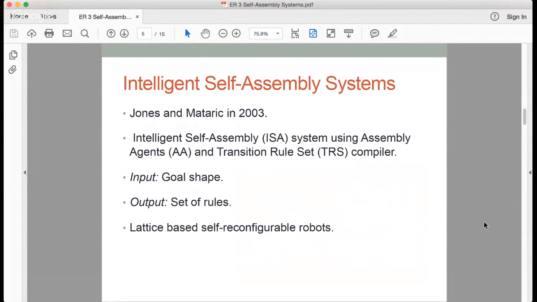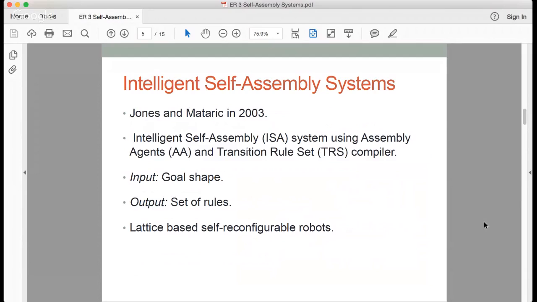Intelligent self-assembly systems were introduced by Jones and Matarić in 2003, and I'm not sure if I'm pronouncing the names right or wrong, but hopefully it's right. Anyway, the most important thing is the name of the system, which is the Intelligent Self-Assembly System. With all respect to the authors Jones and Matarić, I hope it's right. The system was introduced in 2003.